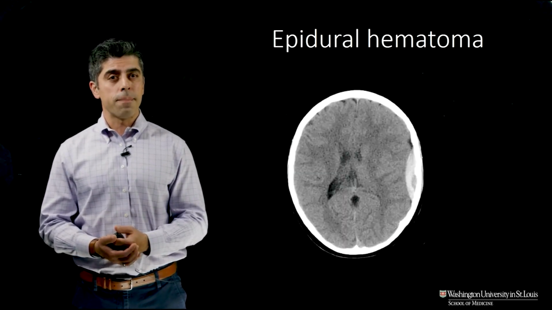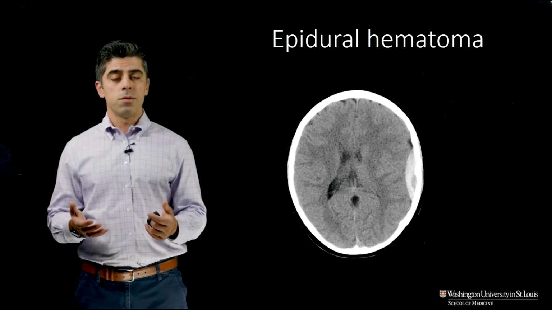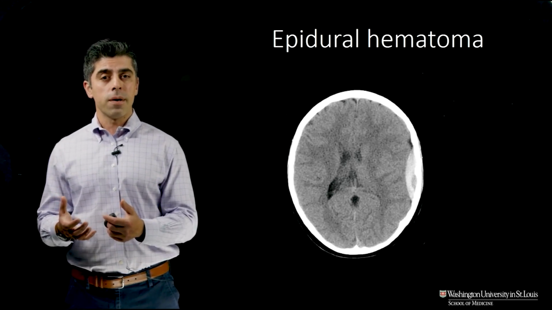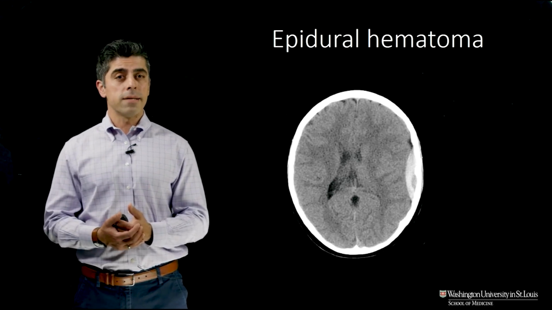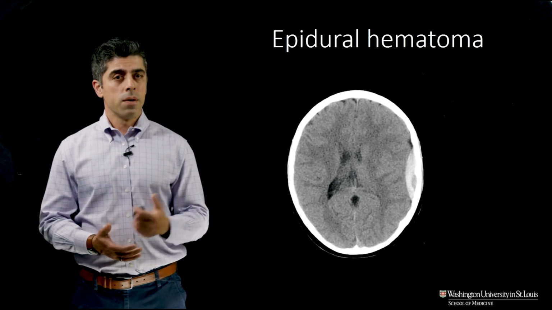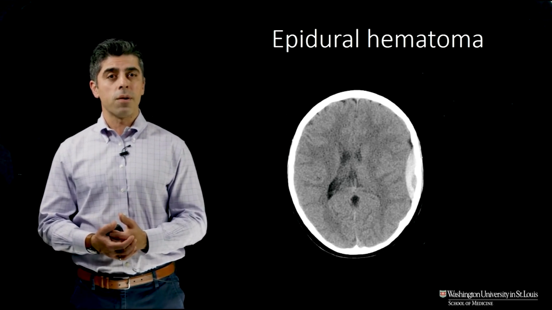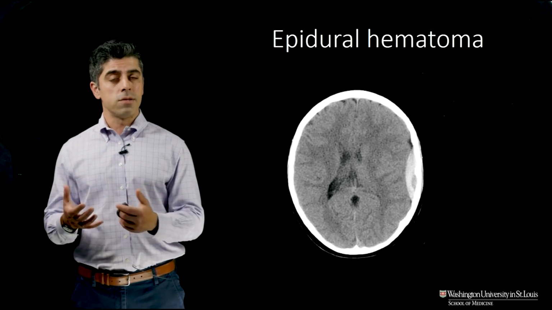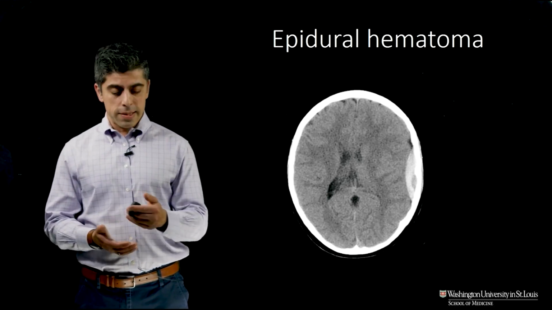TBI can also present as an epidural hematoma. Epidural hematomas commonly happen due to injury to the middle meningeal artery. These can be associated with skull fractures as well. Other mechanisms of epidural hematoma include dural sinus injury. In this CT, we see a common classic picture of an epidural hematoma that really respects the sutures of the skull and can commonly be screened with the CT head.